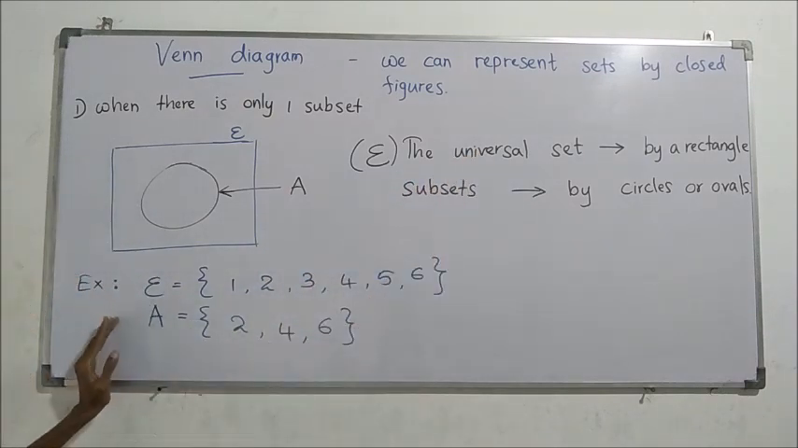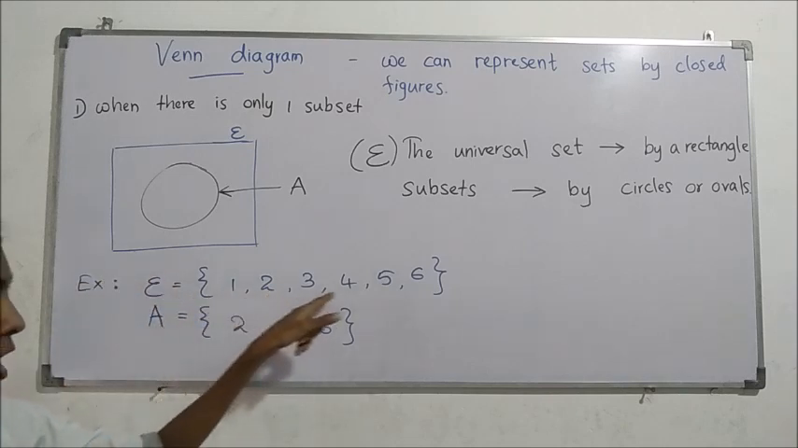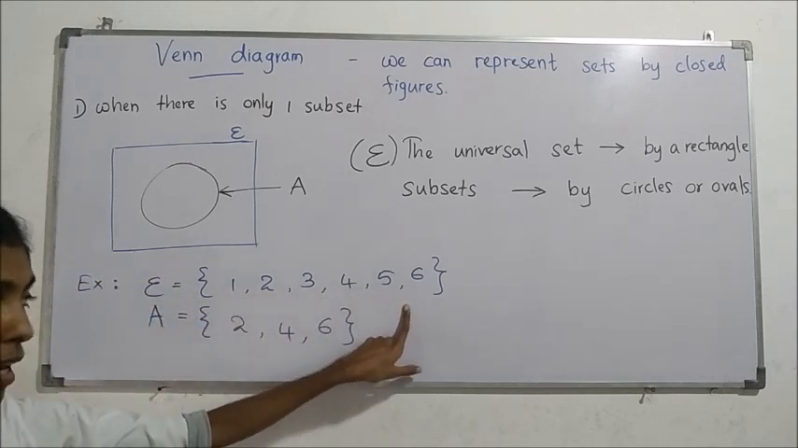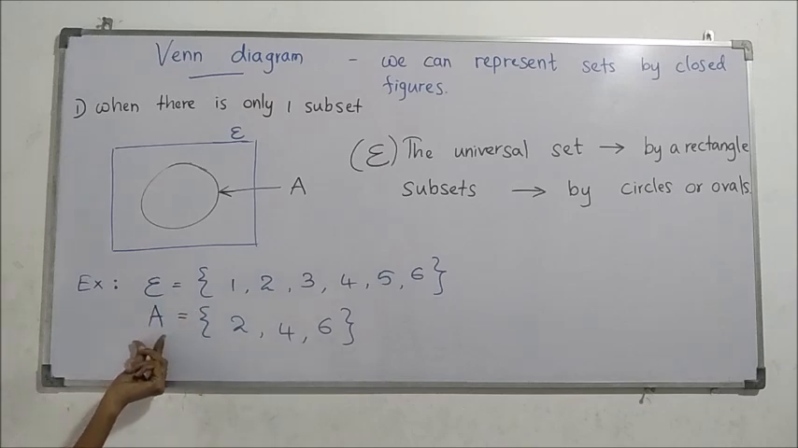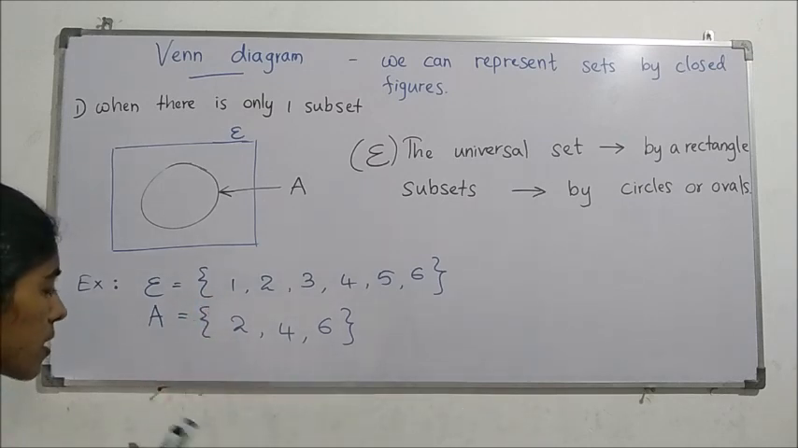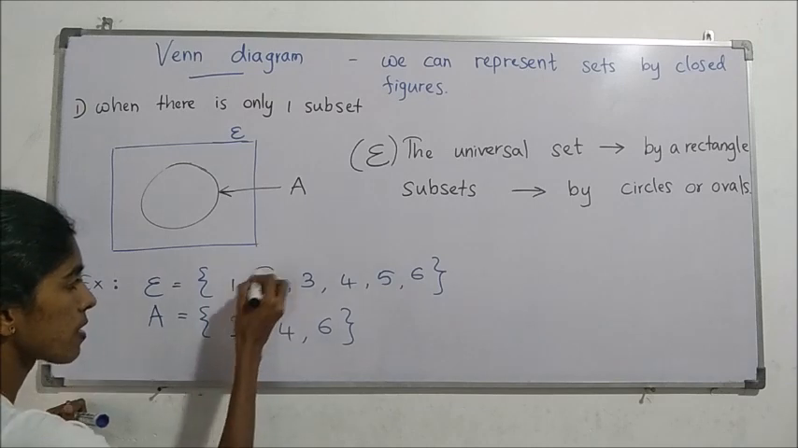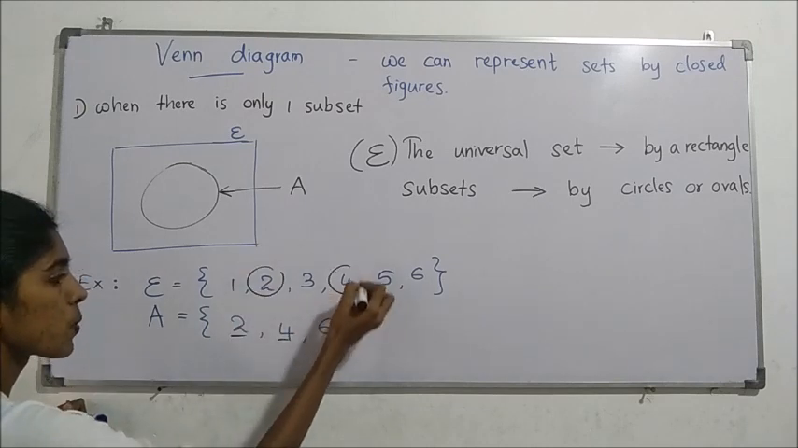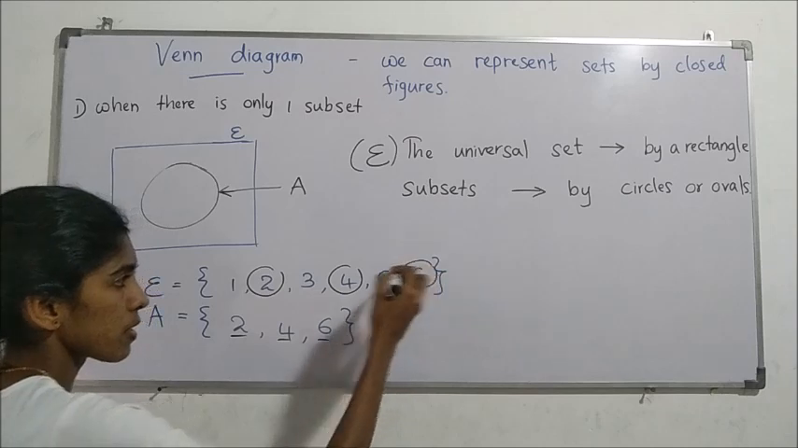Here I have taken one example. In the universal set there are numbers from 1 to 6, and I have taken another set called A. It has 2, 4, 6 as its elements. But see whether all the elements can be seen or not. See, 2 is here, 4 is also here, 6 is also here.